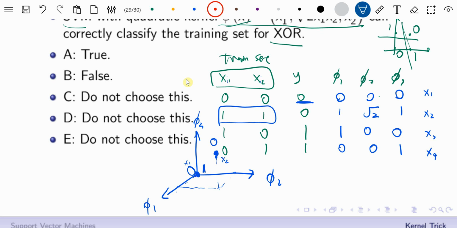So (1, 0, 0) is this, where this is 1 and the other two are 0. (0, 0, 1) is this one. These numbers are 1s, and these are also labeled as 1. That's x3, that's x4. So let's see if there's a plane. There should be a plane like this. You can imagine a plane going out of the screen and cutting these axes like this, that can separate these 4 points.